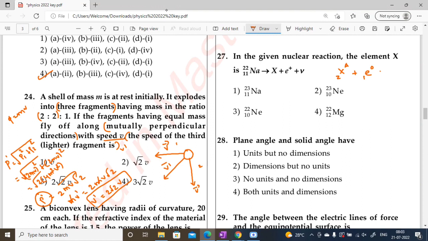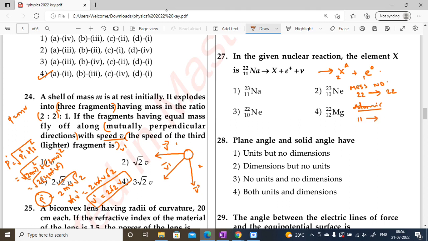By the conservation of mass numbers, let me check it out. On the left hand side we have the mass number 22, and the right hand side should be the same, since the positron doesn't have any mass number, so that should be 22 again. Checking with the atomic number, on the left hand side we have 11, and that goes to the product side.